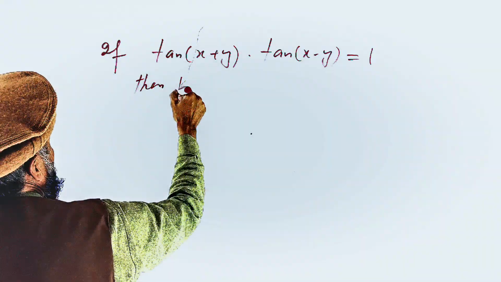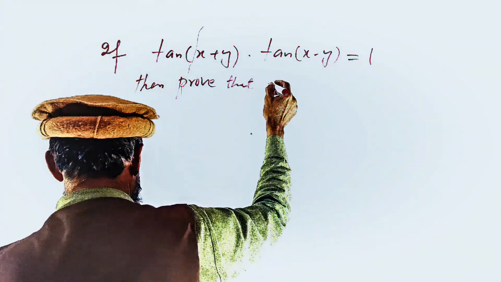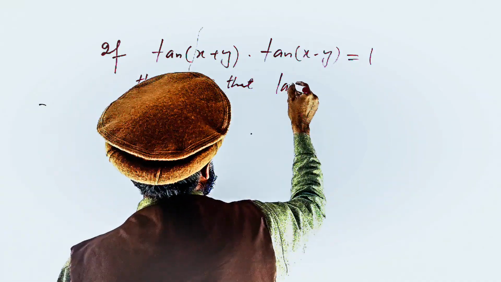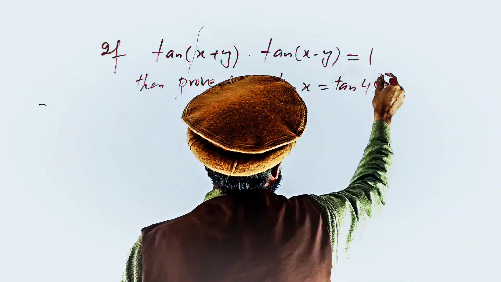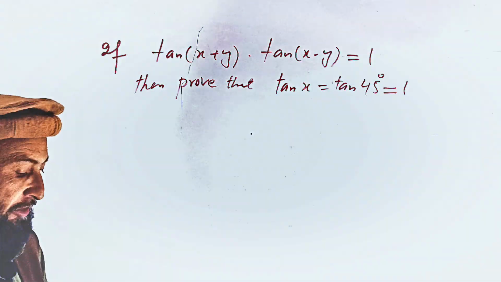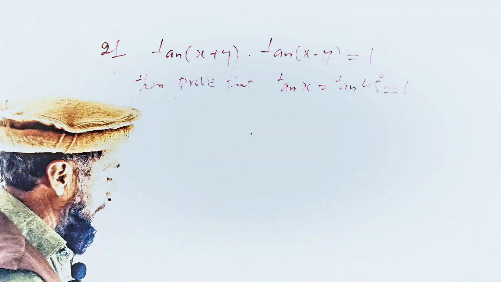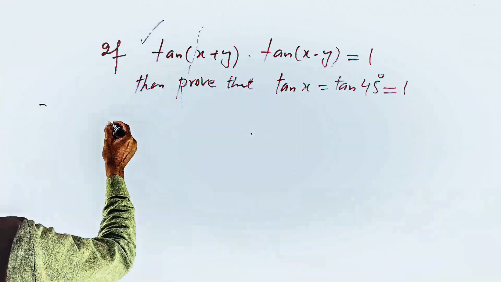Prove that tangent x is equal to tangent 45 degrees, which is equal to 1. So we want to verify it. From the condition given here, we can simplify this result.